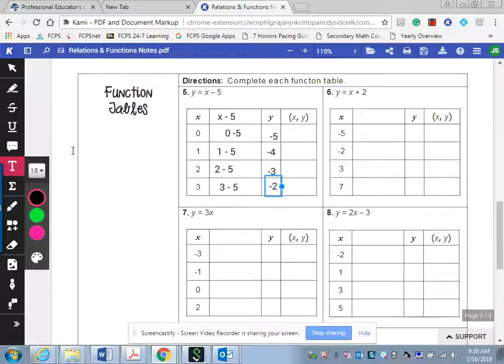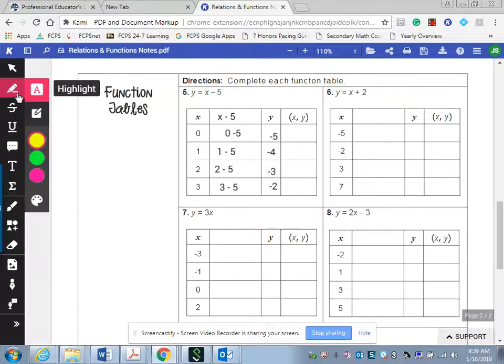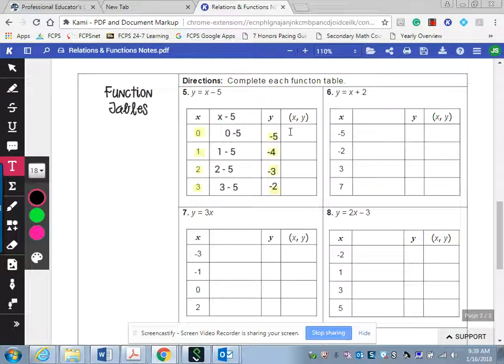Okay, so now that we have all of those different values, all we need to do is fill in our ordered pairs. And you guys have to remember that this is our x value for the ordered pair, and this is our y value. This is our x value, this is our y value, and so on down the column. So we just need to go ahead and write those into our ordered pair column.